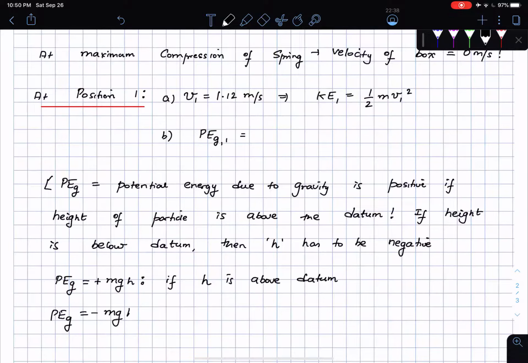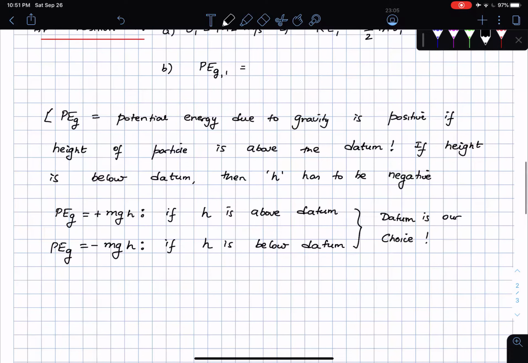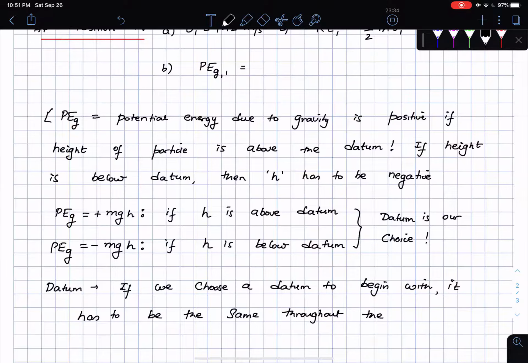Okay, but the important thing is if you choose a datum at the beginning of the problem, you have to maintain it to be the same for any position. So that's also something I want to write down here: if we choose a datum to begin with, it has to be the same throughout the problem. Okay, I hope this makes sense.